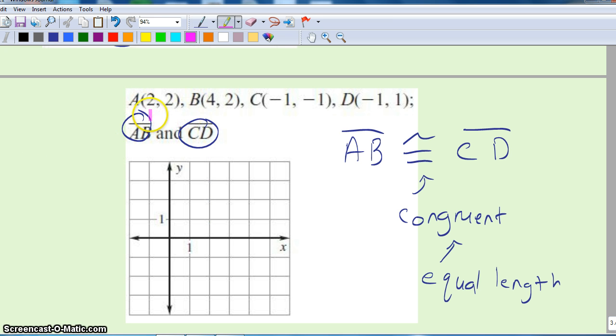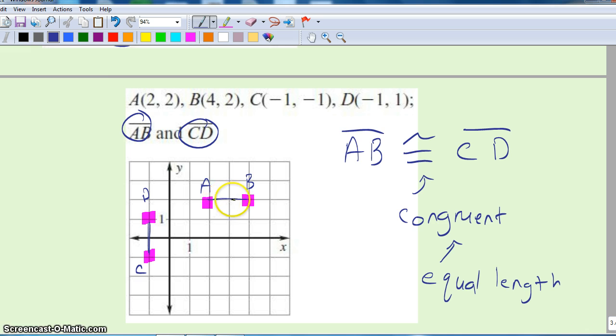So A is at 2, up 2. Right there. B is at 4, up 2. That's A, and that's B, and you connect it with a line, right there. And then C and D. C is at -1, -1. D is at -1, up 1. So this is C, that's D. Connect it with a line, there you go.